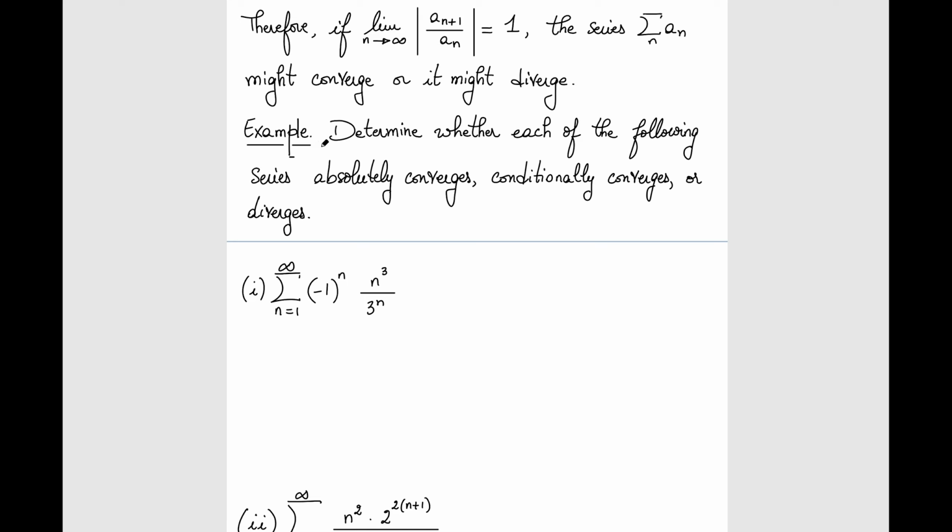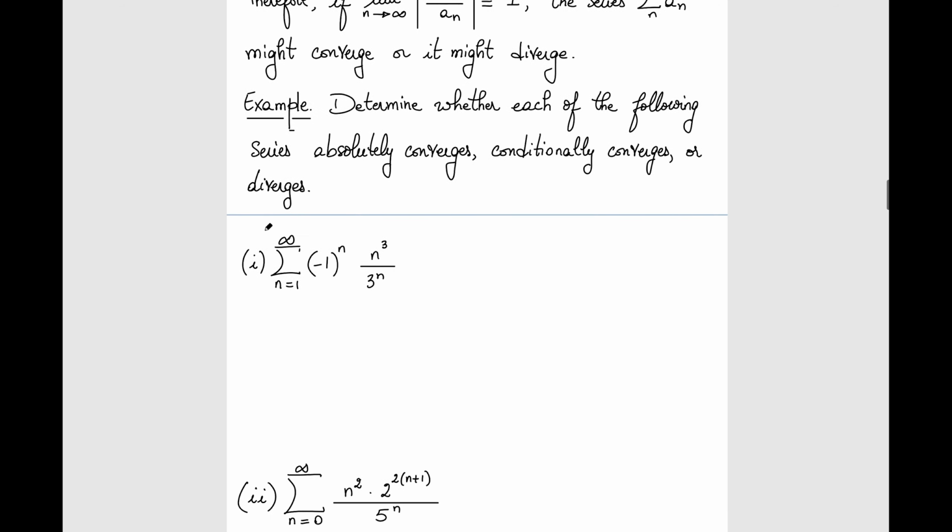So here's the example. Determine whether each of the following series absolutely converges, conditionally converges, or diverges. Remember, an absolutely convergent series means a series that converges in absolute value. And conditionally convergent means that the series with the absolute value diverges, but without the absolute value, it does converge. Or the series is going to be a divergent one.